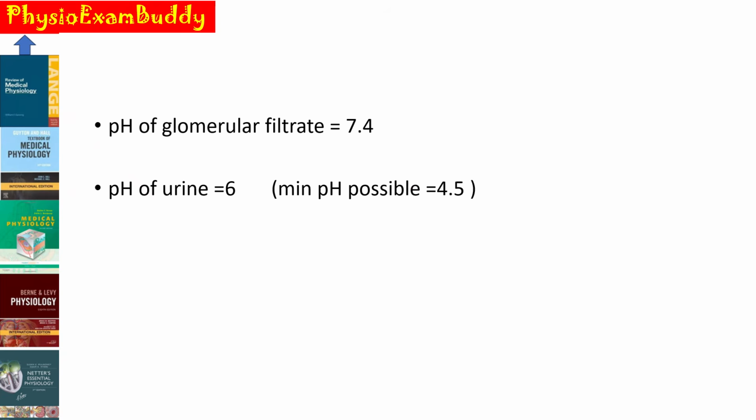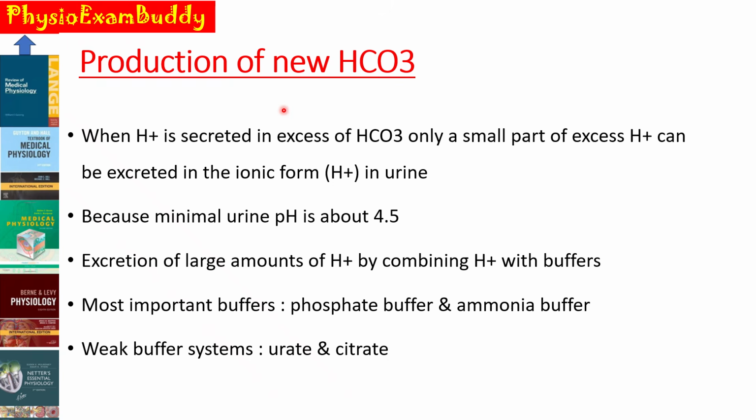That is the only difference between the proximal tubule and the distal tubule in the secretion of H plus. And the pH of the glomerular filtrate is usually 7.4, whereas the pH of urine is equal to 6, and the minimum pH possible is 4.5.